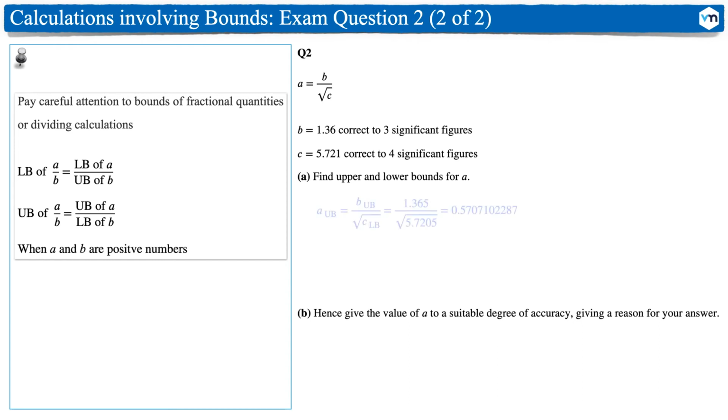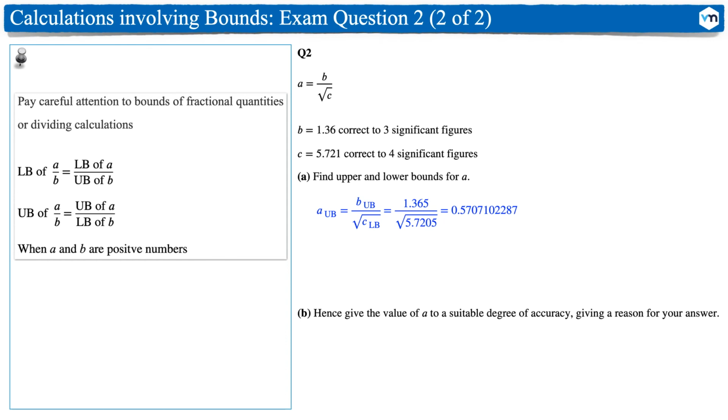Now a is a fractional quantity, so the upper bound for a is equal to the upper bound for b divided by the square root of the lower bound for c. So this equals 1.365 over the square root of 5.7205, and this equals 0.5707102287.